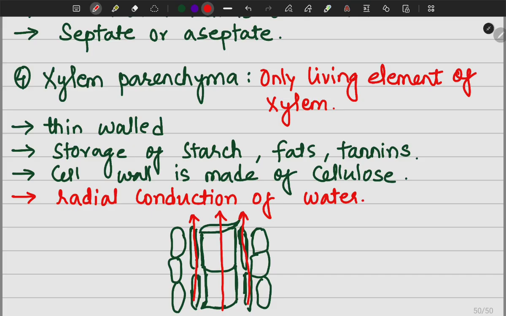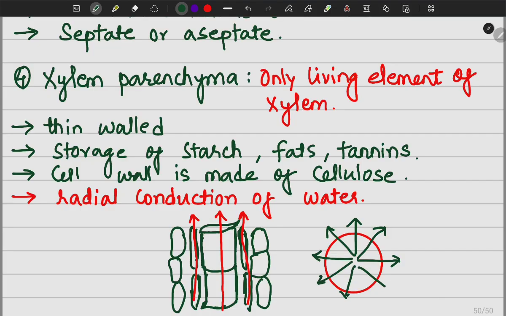But the xylem parenchyma helps in the radial conduction of water. So radial conduction of water means if this is a circle and this is the radius, right? So like this, sideways, in all the directions, sideways. This is how the xylem parenchyma will conduct water.